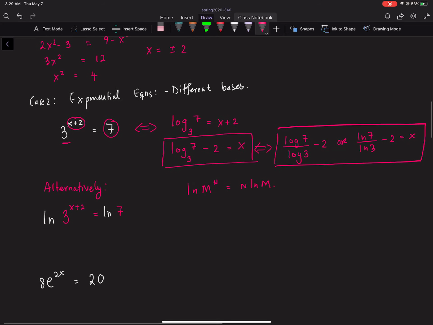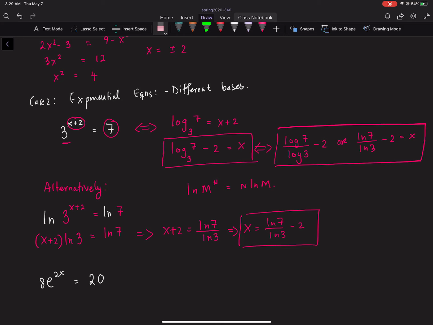And so now by applying that property, I can do x plus 2, and since it's 2 terms, I'm going to make sure I put that into parentheses, ln 3 is equal to ln 7. So my job is to solve for x, so I can divide by ln 3, which gives me x plus 2 is equal to ln 7 over ln 3. And then to find x is equal to ln 7 over ln 3 minus 2. Same answer as we found in the other way to do the problem.